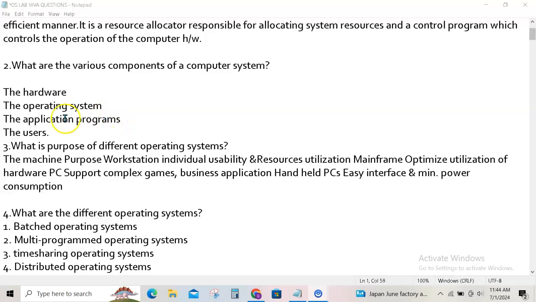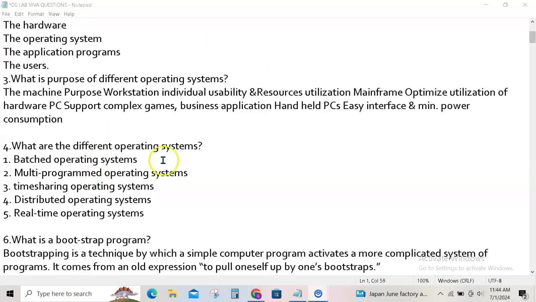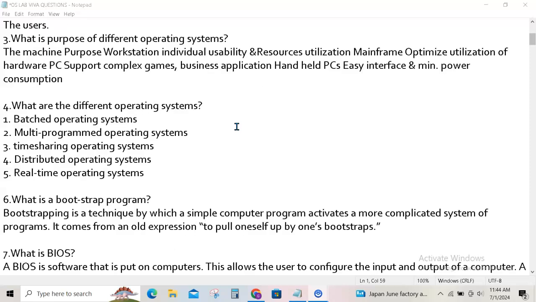What are the various components of a computer system? Any computer system consists of hardware, the application programs, users, as well as the OS. What is the purpose of different operating systems? Different operating systems are necessary in order to provide individual usability and resource utilization, in order to optimize the utilization of hardware, etc. What are the different operating systems we have? Batch operating system, multi-programmed, time-shared, distributed and real-time systems.